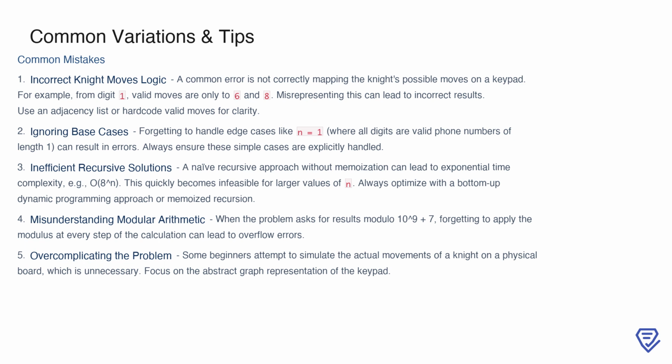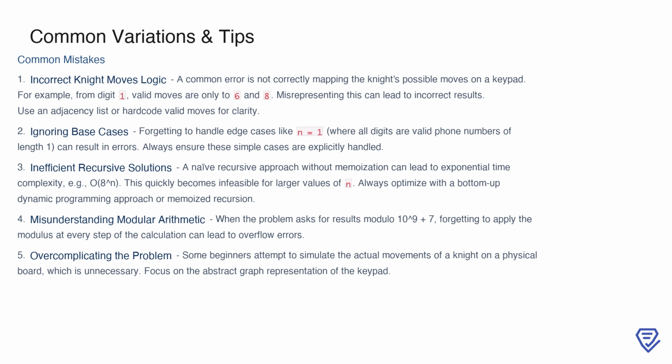Another frequent issue is neglecting base cases, such as when n equals 1. In this scenario, all digits on the keypad are valid phone numbers of length 1, so make sure to handle these straightforward cases explicitly. Additionally, a naive recursive approach without memoization can quickly become computationally expensive, with exponential time complexity, making it impractical for larger values of n. To address this, it's essential to optimize using techniques like bottom-up dynamic programming or memoized recursion.